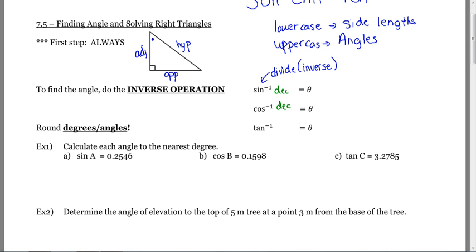Decimal, decimal. And this is usually to 5 decimal places. Okay? So we would do second or inverse sine, cos, tan, depending on what you're looking for, to find the angle. And I'll go through examples to make sure this is clear.